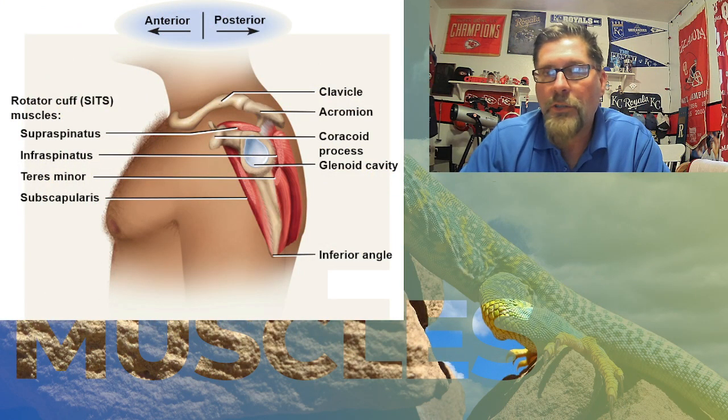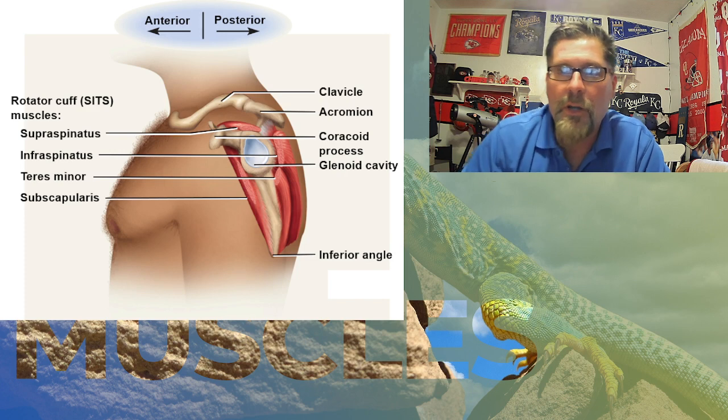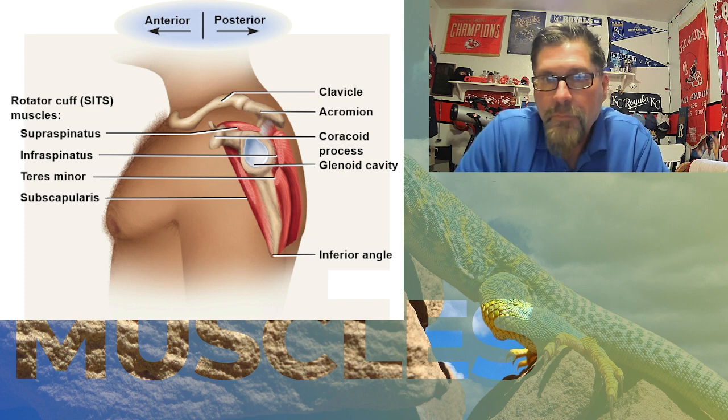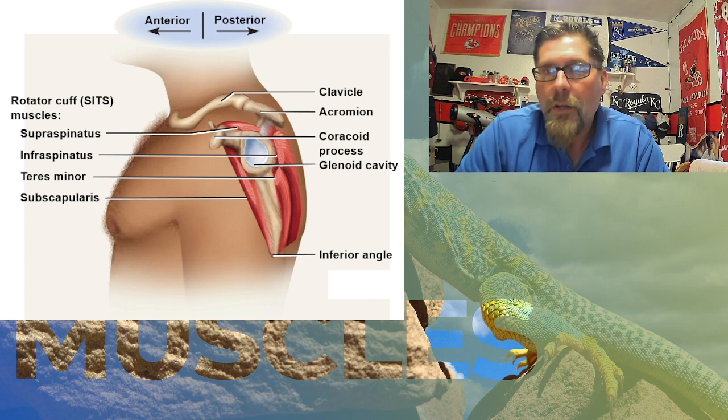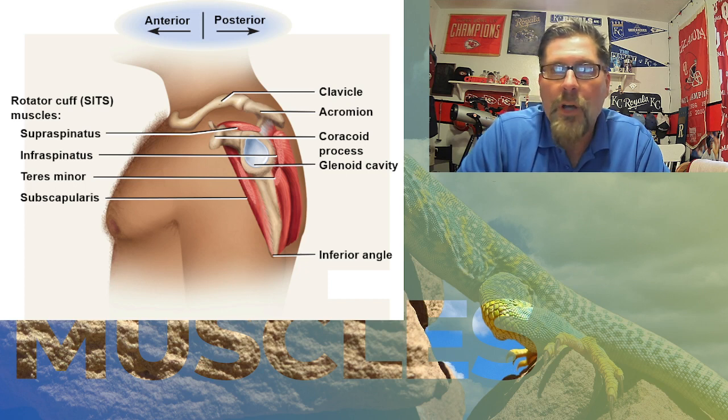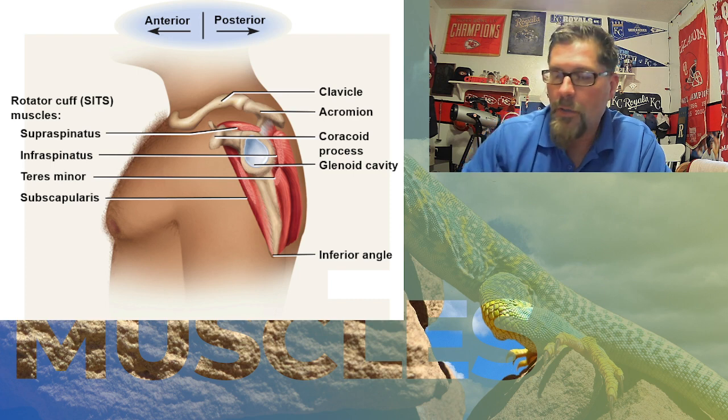But here are those muscles we were talking about. You can see them here. The supraspinatus on top, the infraspinatus on the back side, teres minor on the back side, and the subscapularis on the front. Those 4 work in tandem to get that movement and motion of the shoulder.